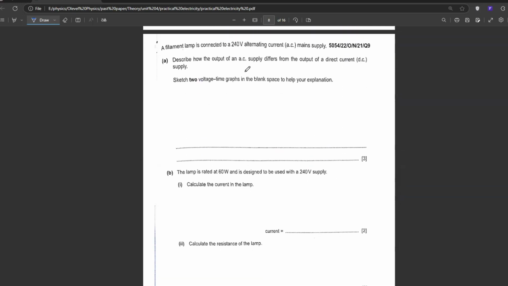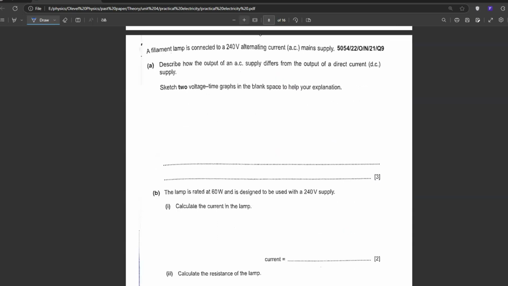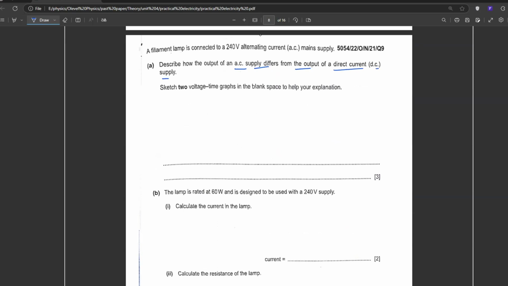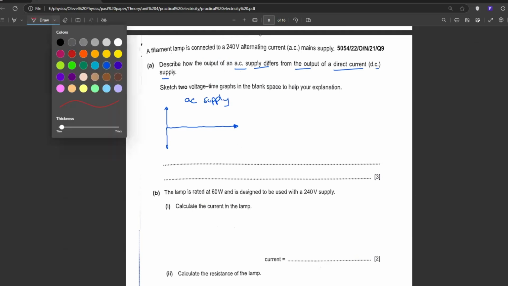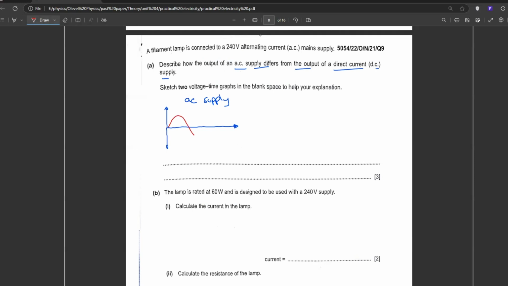A filament lamp is connected to a 240 volts alternating current main supply. Describe how the output of an AC supply differs from the output of a DC supply. Sketch two voltage time graphs in the blank spaces to help your explanation. So for an AC supply, how does your voltage look like? Let's say this is an AC supply. An AC supply has a voltage that keeps on fluctuating between positive and negative values like this.